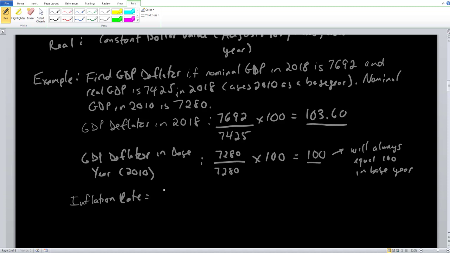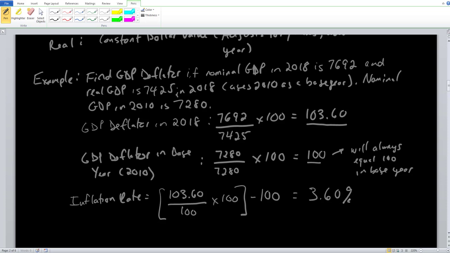It equals the GDP deflator in the current time period, or the year that's closest to us, that's 2018, so 103.60. We divide it by the GDP deflator in the original time period, or the year that's furthest away from us, which is 100, and then we multiply by 100, close the brackets, subtract out 100, and the number that we get from that is 3.60%. So inflation increased by 3.60% from the year 2010 to the year 2018.